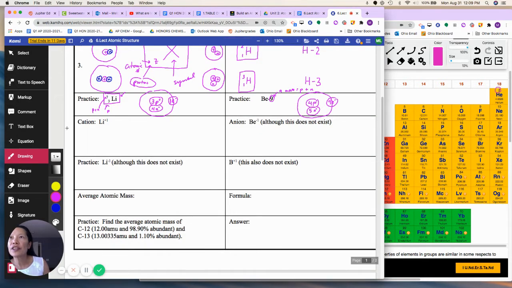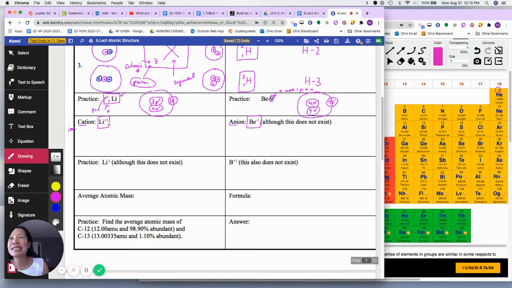So you watched a video regarding ions. Lithium plus 1 is an ion, and beryllium minus 1 is also an ion. Positive ions are called cations because cats are good, and negative ions are called anions because ants are bad. So that's a mnemonic to remember.